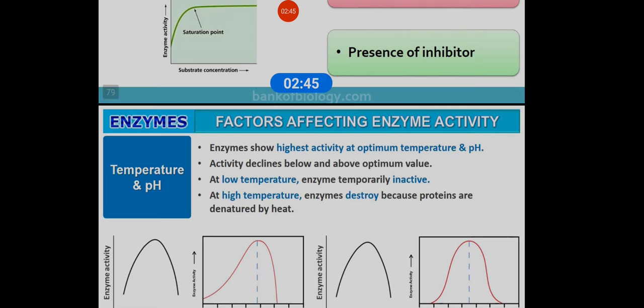Now, factors which affect the enzyme activity. Enzymes show highest activity at an optimum temperature and an optimum pH. It means that if the temperature increases or decreases, the activity of the enzyme declines. At lower temperature, enzymes temporarily become inactive, and at higher temperature, the proteins get denatured, meaning their arrangement gets destroyed, and as a result enzymes are destroyed.